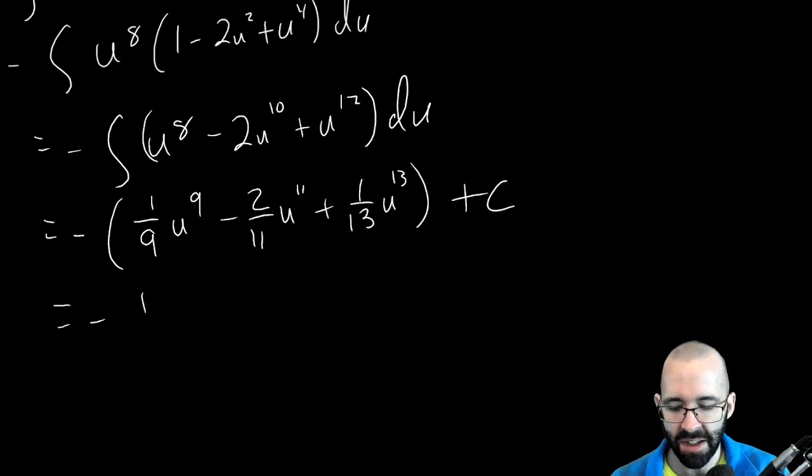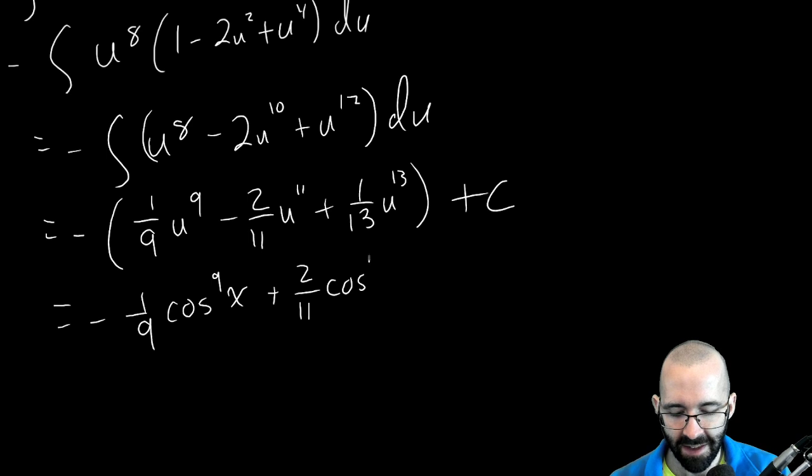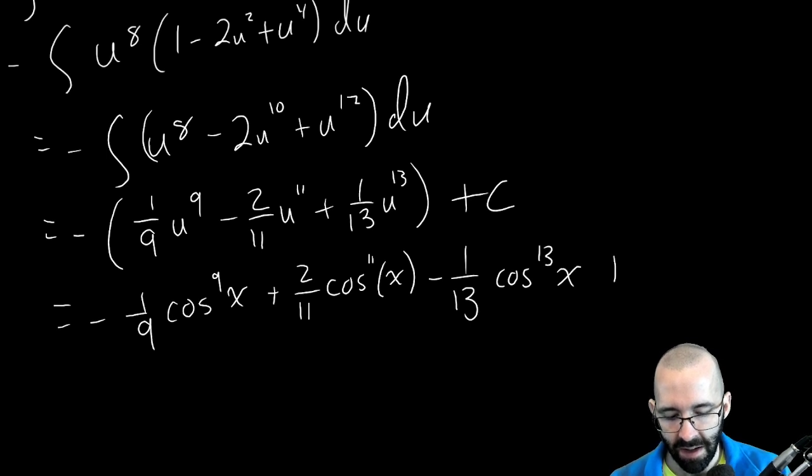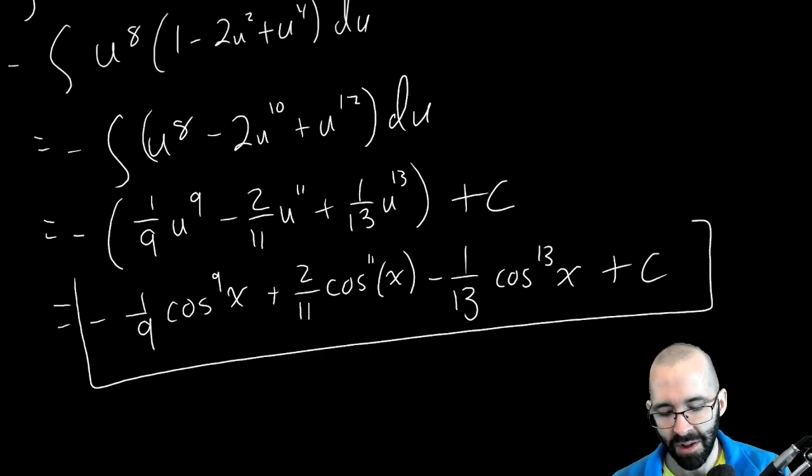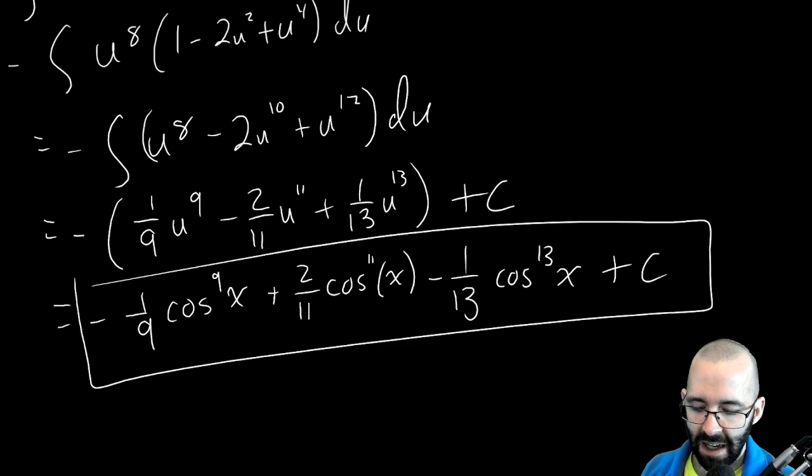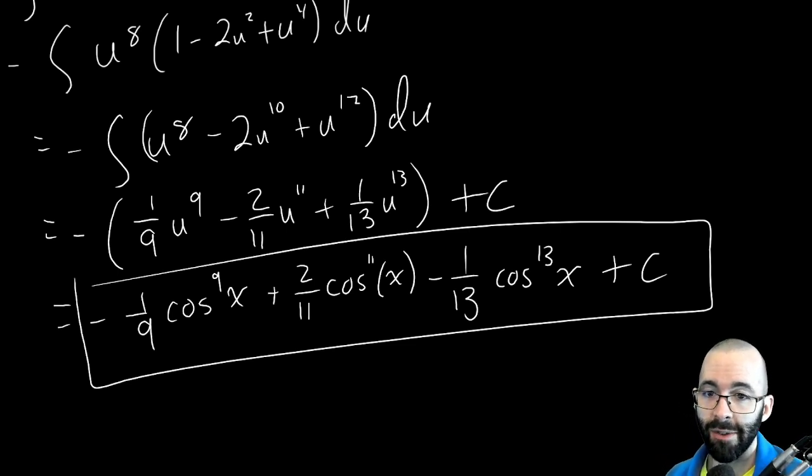We distribute and replace back with x's. U is cosine. Remember to distribute, Jason. Distribute that negative. And we get this beautiful, beautiful result. Checking our answers, very possible here. It would be a very good idea, especially if you were worried about missing negatives.